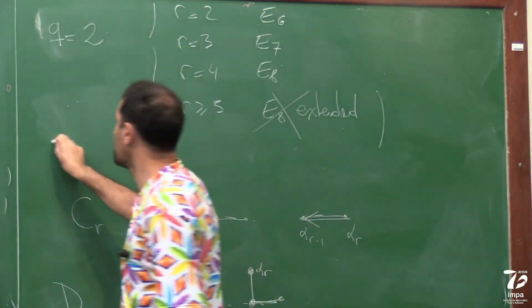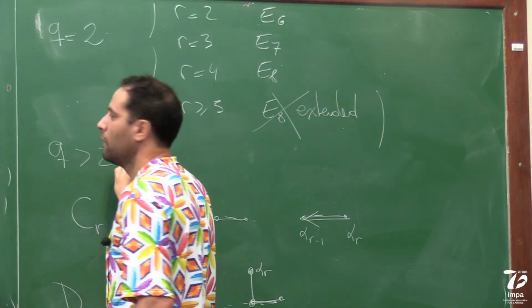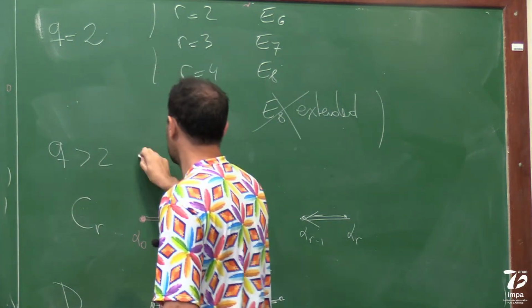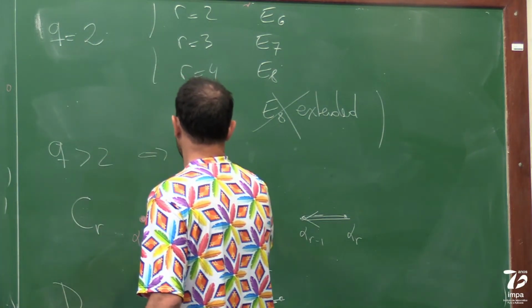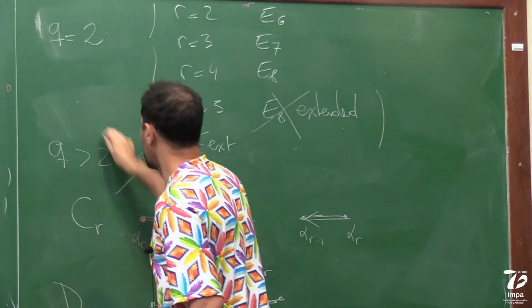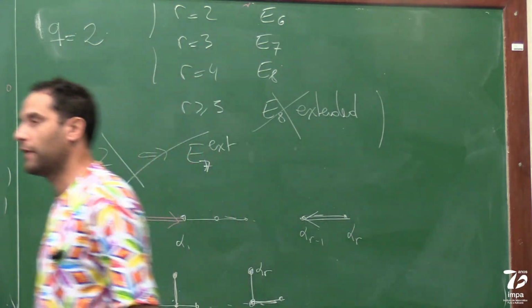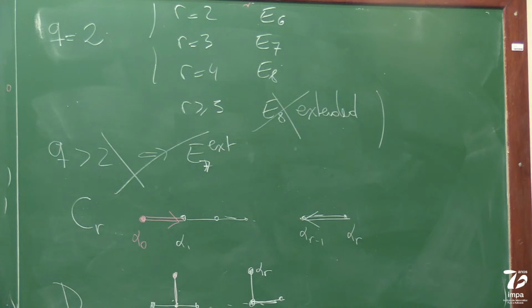And if Q is bigger than 2, then you have E7 extended. So this is also not allowed. And that's it. So we've ruled out all cases.